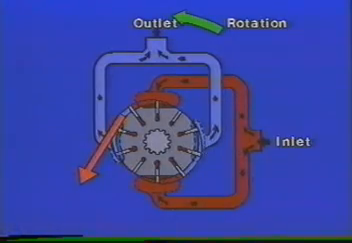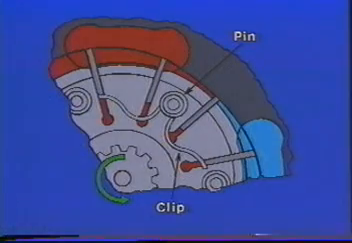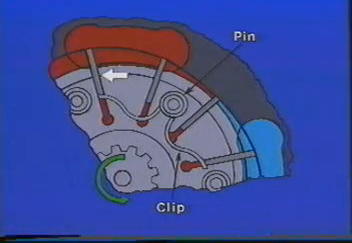Here we have a view of the rocker arm method of holding the vane out against the cam ring. The rocker arm, a special rotor with a pin and clip fastened to it, holds this vane out here and another one here.